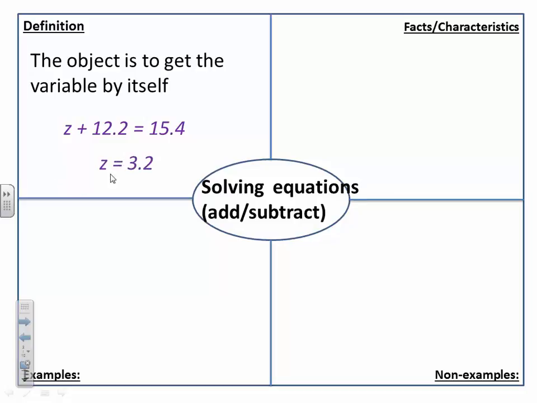We want to get the z by itself. So the whole point is to say z equals something. So we're saying in this case z equals 3.2. And we're going to talk about how we're getting that. So the object is to get the variable by itself. Make sure you have that written down.